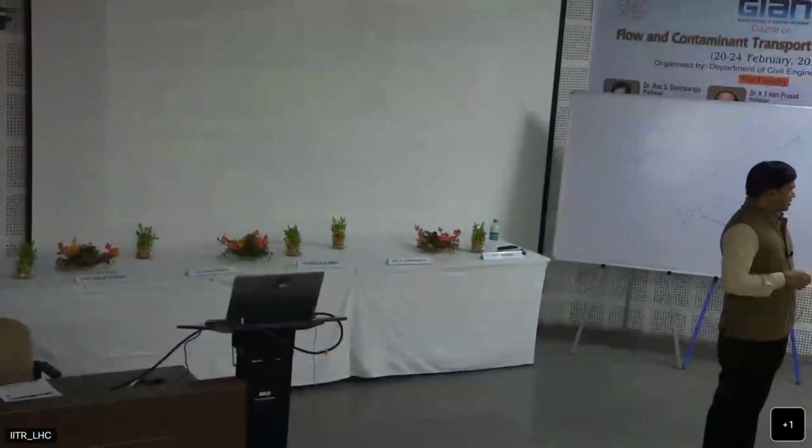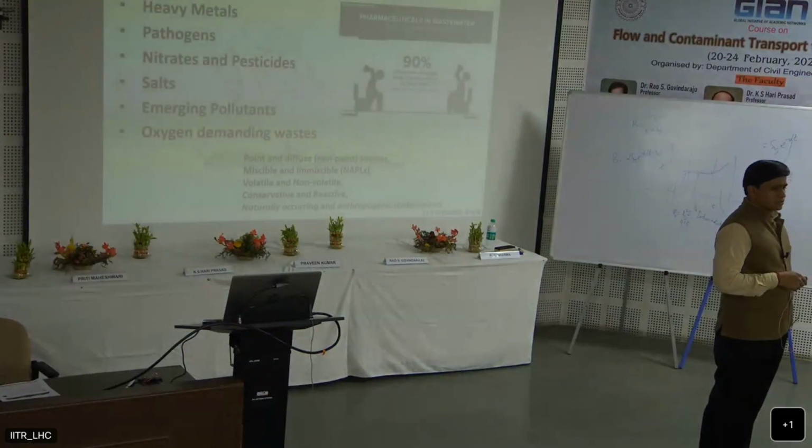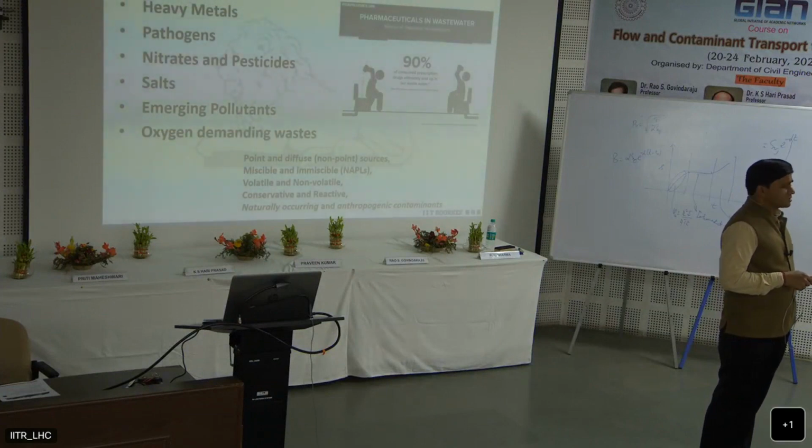If we look at the different types of pollutants in groundwater, we categorize them in different categories based on different aspects. Here I'm putting the list of pollutants which are mostly found in groundwater, like volatile organic compounds, VOCs. These are the immiscible type of contaminant, which are not clearly mixed with the groundwater. Also they are volatile in nature, so they can also go into the soil. Followed by heavy metals, pathogens, nitrates, and pesticides originating from agricultural activities. And then the salt and the emerging pollutants. And the last is the oxygen demanding waste.